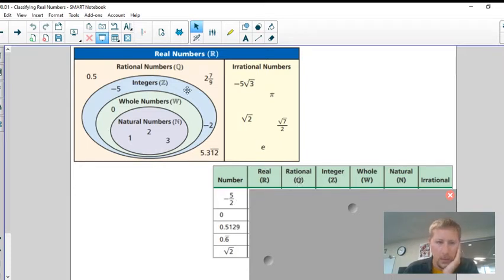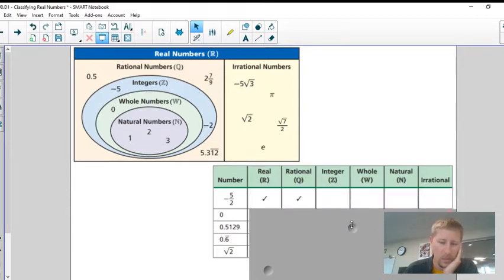Is it a rational number? Let's see, rational numbers can be terminating decimals, repeating decimals, mixed numbers, fractions. Well, yeah, it's a fraction. So it is definitely rational as well. Is it an integer, like these numbers inside here? Can a fraction of -5/2 be an integer? No. So that's kind of where it stops. It's a real number and it's rational, but it's not an integer, it's not a whole number, and it's not a natural number. And then since it's rational, it's not irrational, right? You'll notice those two boxes don't overlap. Numbers are either rational or irrational, but not both.